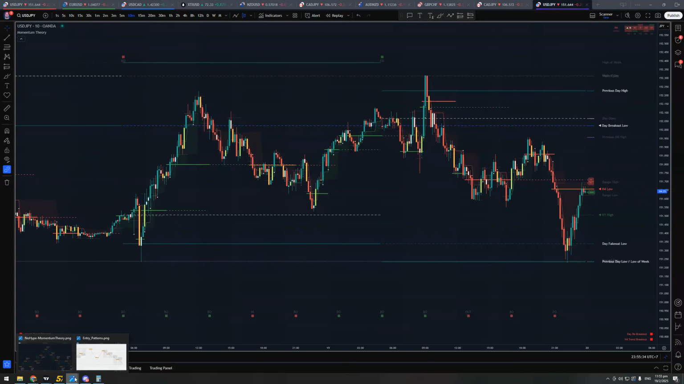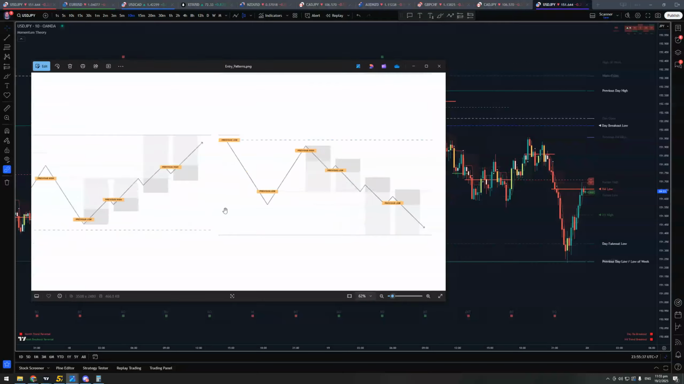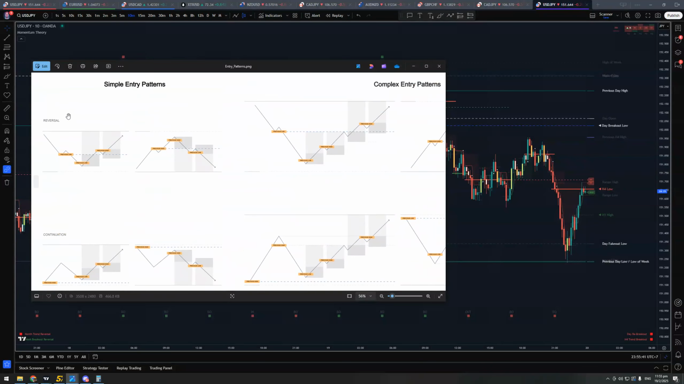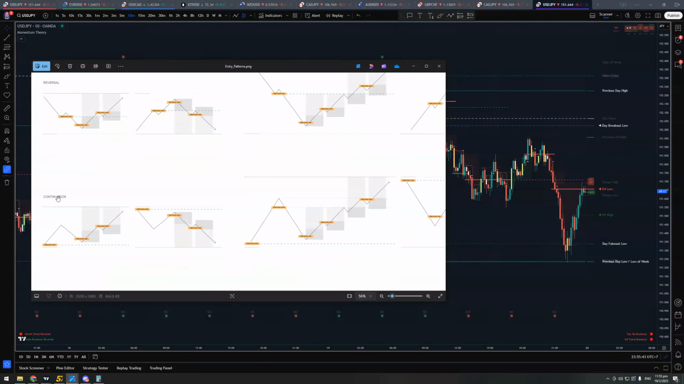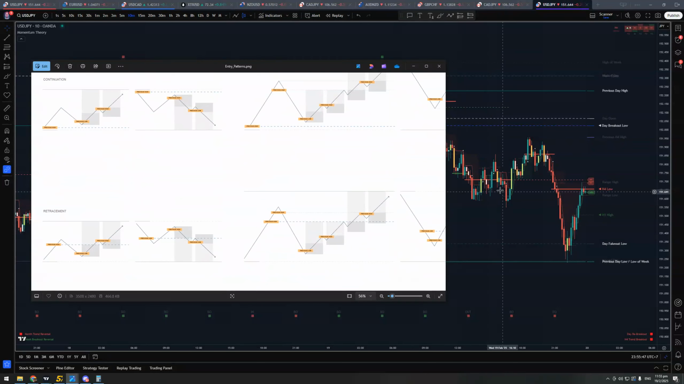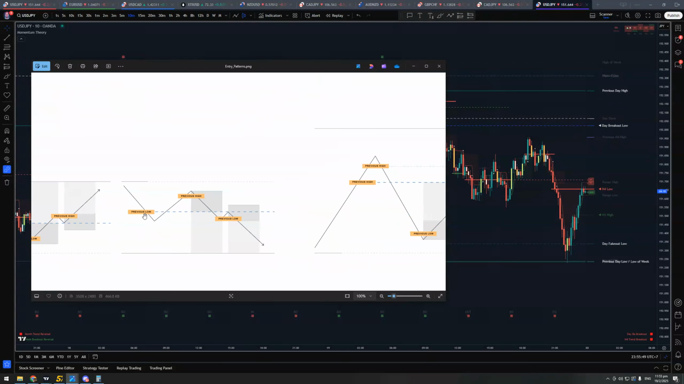Well, technically, in terms of an entry pattern, it is my other entry pattern. So I have 3 entry patterns. I have reversal, simple and complex, continuation, simple and complex, and then retracement. So this is a retracement one. Broke out below previous low, got back above that breakout level, and then faked out the high. Could have taken it as price got below that previous low.